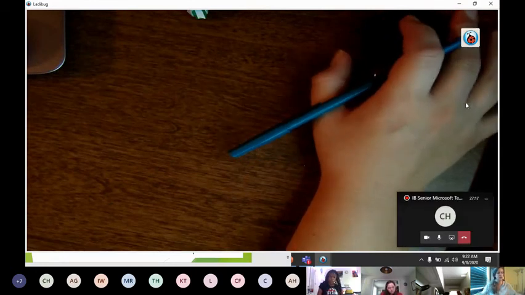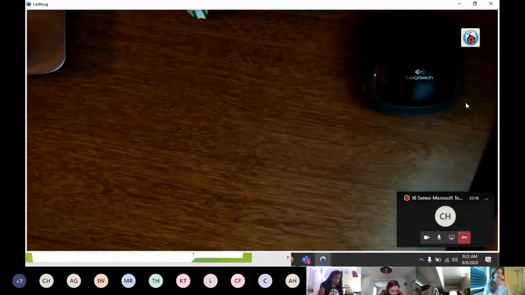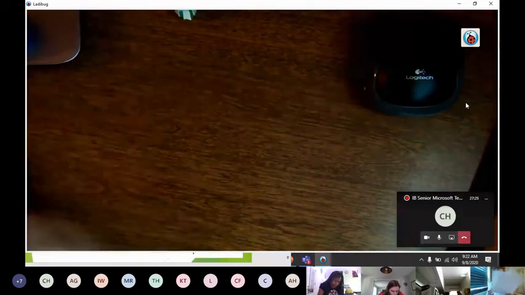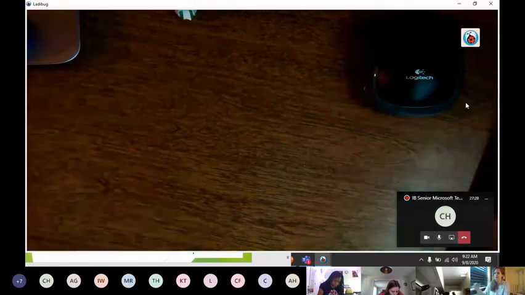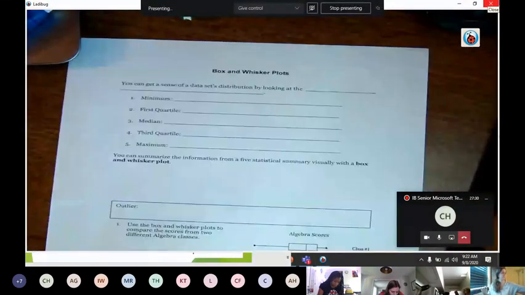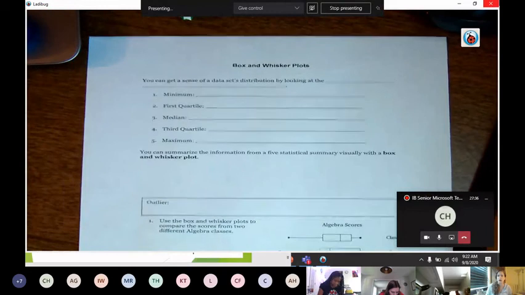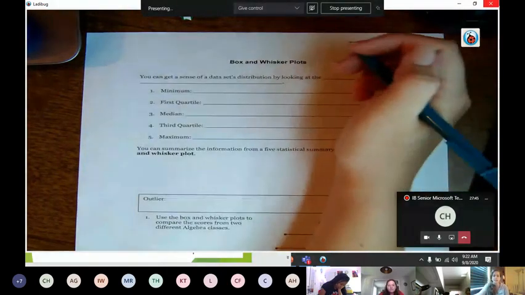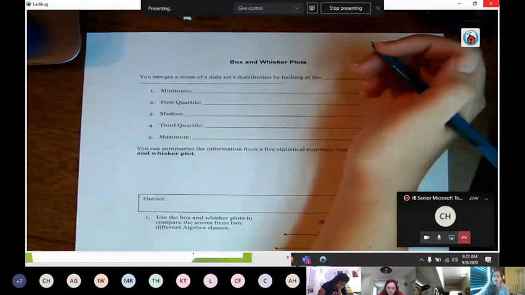All right, and we're gonna start with the box and whisker plot notes. So if you printed them out, go ahead and grab those. If not, these are pretty easy to just follow along with, so no worries. But we're starting here, okay? So this, it's pretty easy. You should be able to just follow along. All right, everybody good to go? I'm gonna assume yes.